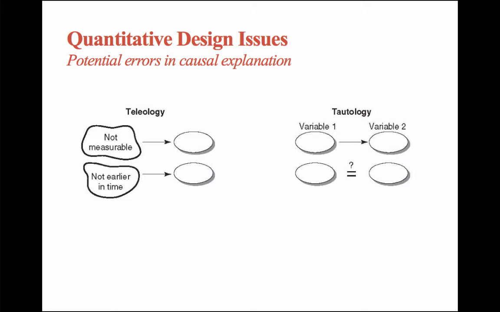So now I basically want to conclude this by talking about a few of the errors that can be made in the explanation process or in the whole research design process. First, we have teleology. In teleology, the problem is that the independent variable and dependent variable, or the thing that's causing and the thing that's the result, are essentially restatements of each other. And so you can't distinguish them; they're essentially true by definition.